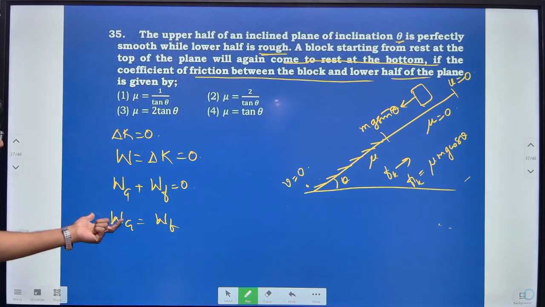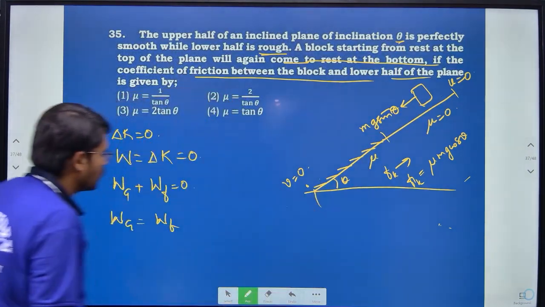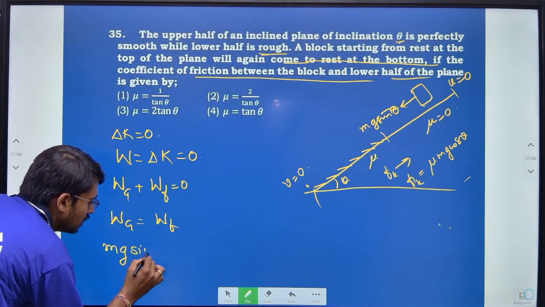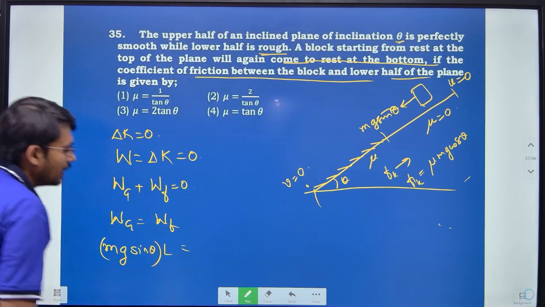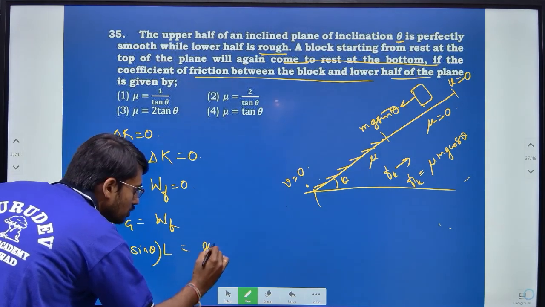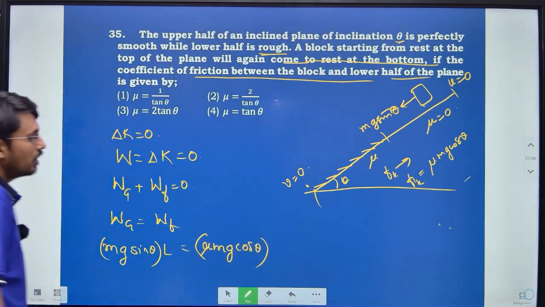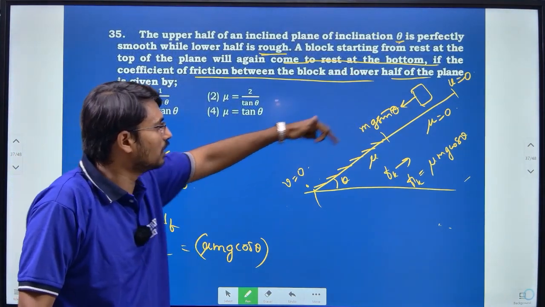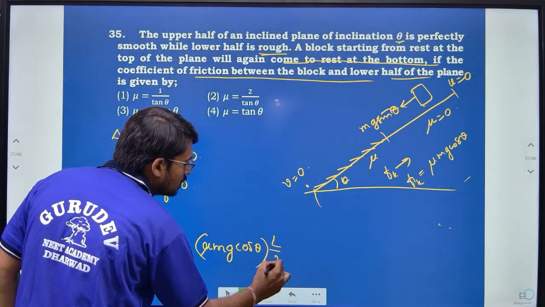So what is the work done by the gravitational force? It is acting from the first point to the last point. So I write mg sin theta, the force, multiplied by the displacement, which is here. And next, we have the work done by the kinetic friction. That is mu mg cos theta, the force acting only in this rough region, multiplied with the length. The length you have to write as half of that.